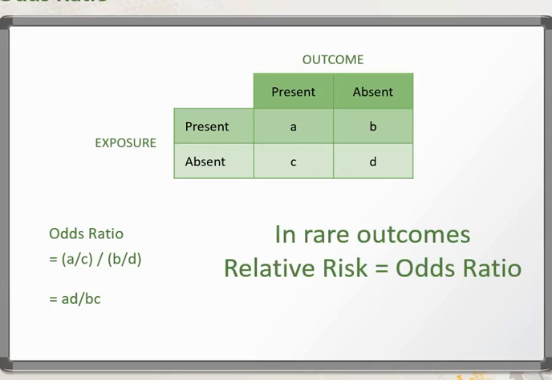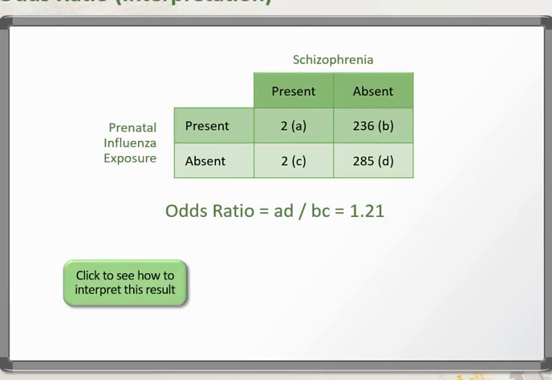So let's look at a practical example. Here, for example, in the 2x2 table, the exposure is prenatal influenza exposure, whilst the outcome is schizophrenia. And as you can see, schizophrenia in this study is a very rare outcome, so in the denominator, both A and C are very minute numbers. Therefore, even if you calculated A divided by A plus B divided by C divided by C plus D, i.e. the relative risk, the calculation will approximate 1.21, which is the same as the odds ratio AD by BC, because we're dealing with a rare outcome.